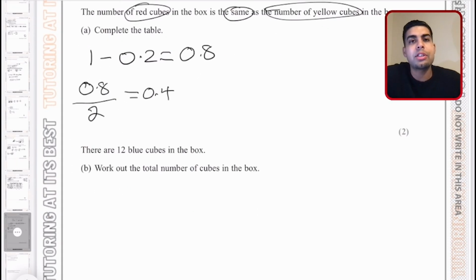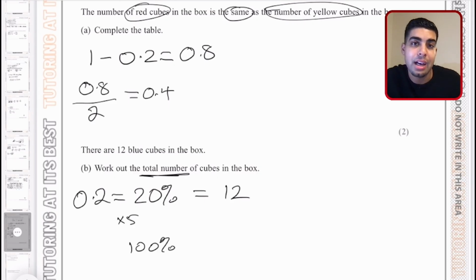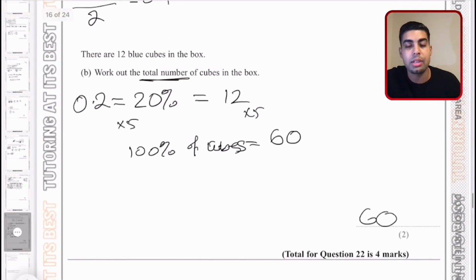And then it mentions that there are 12 blue cubes in the box. So let's work out the total number of cubes in the box. So we know that 0.2 is equal to 20%, and we know that that is equal to 12. So we need to make 100% in order to get the total number. So again, 20% times by 5 gives us 100%. And again, 100% of cubes will now give us 12 times 5, which is 60. So we know that the total number of cubes is 60.